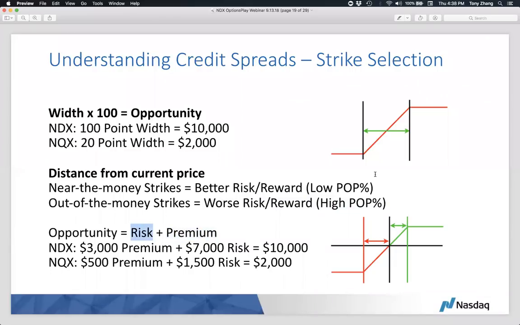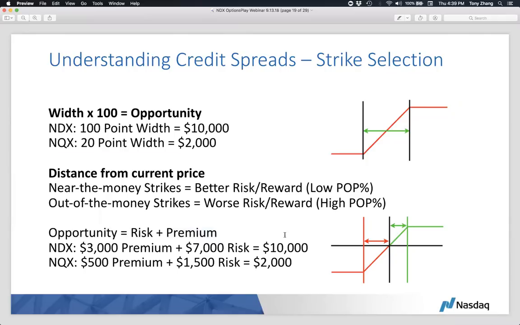If you're selecting very far strikes, then you have low premiums, which results in a higher amount of risk. So once you've defined your width, that is your opportunity, and that has been defined. And what you have control over is how much premium you're going to receive by selecting how far away the strikes are. So the closer you are, the higher the premium that you receive, the smaller the risk. The lower the premium you receive, the higher the risk.